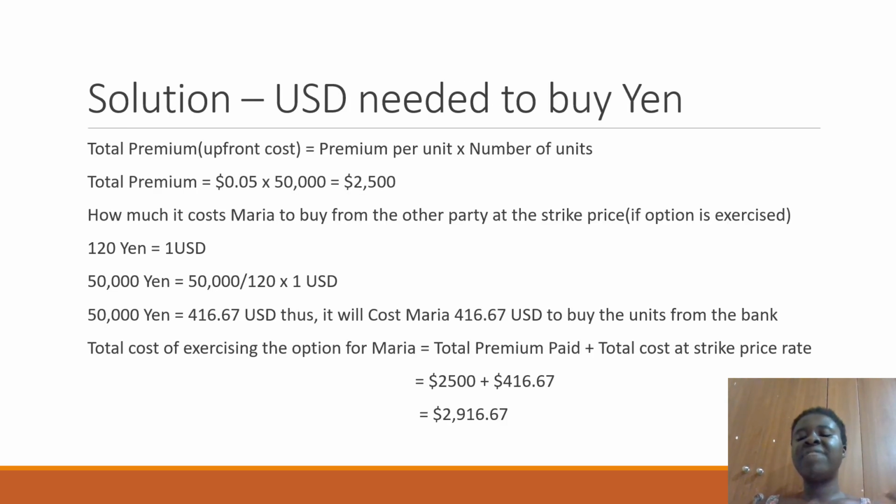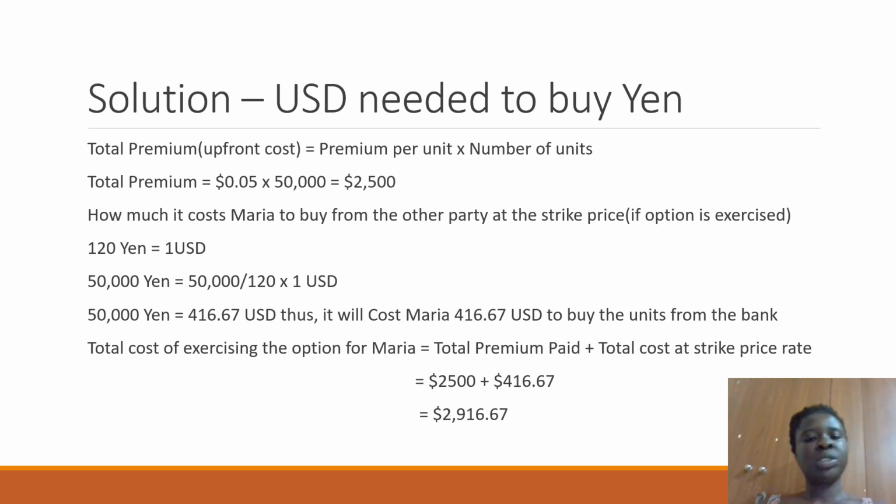So the solution, the first thing you have to know is how much USD does Maria need to be able to buy the yen. This first part is looking at the cost to Maria if she decides to exercise the option. So we are assuming that she has decided to exercise the option, and we want to determine her profit or her loss. She bought a call option, which gives her the right to buy. So what is her cost?